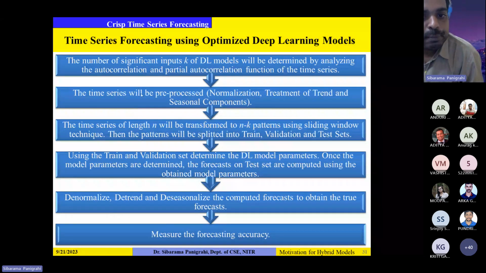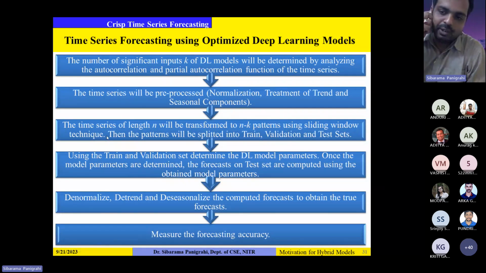Then after pre-processing the time series, you will transform the time series of length n into n minus k patterns by using the sliding window technique. I have shown you the sliding window technique. Then the patterns will be split into train, validation and test set. By using the train and validation set, you can determine the deep learning model parameters. So here you see what you will do.